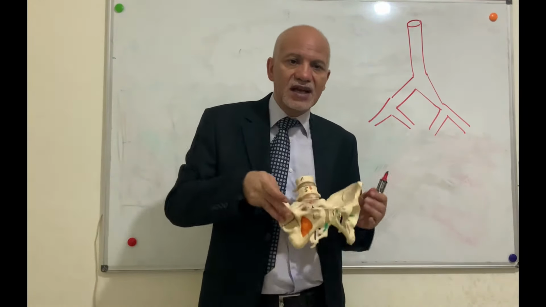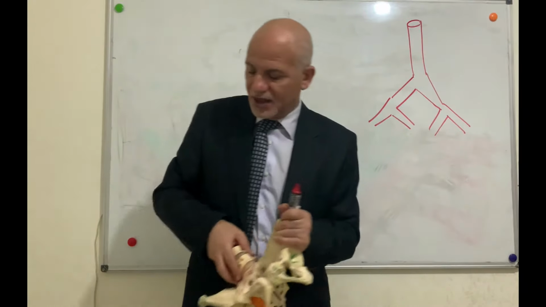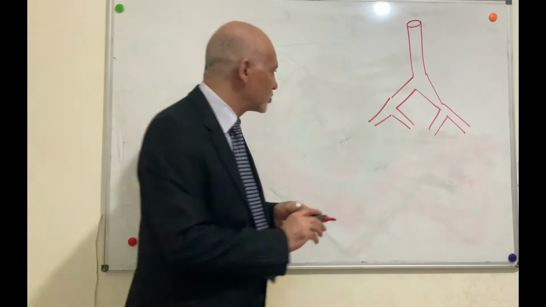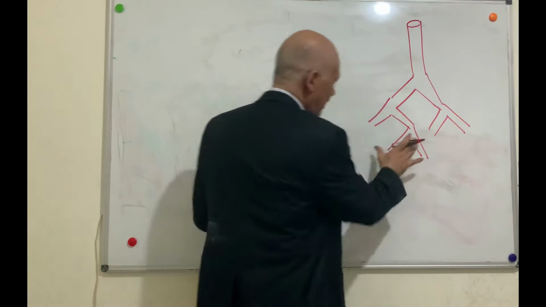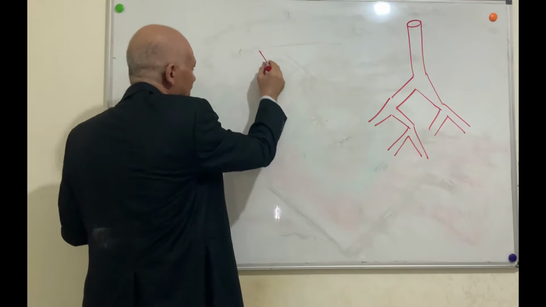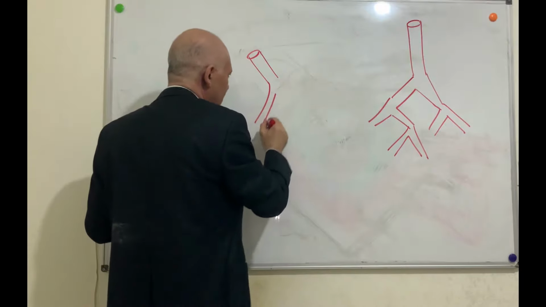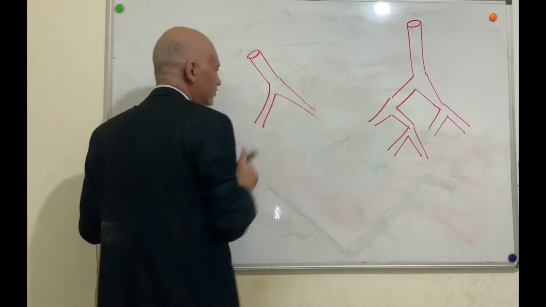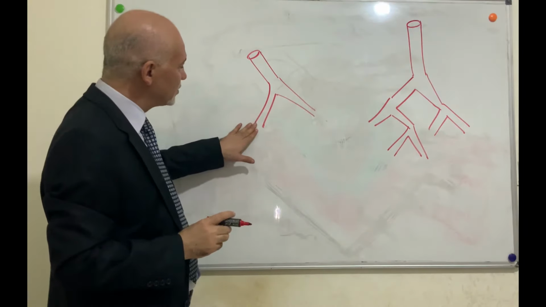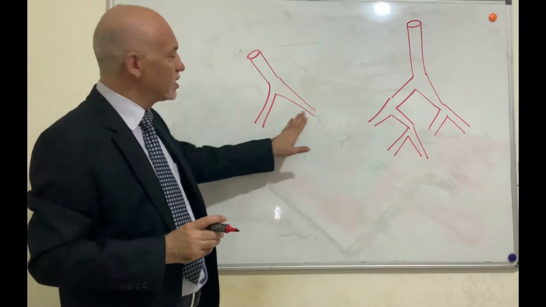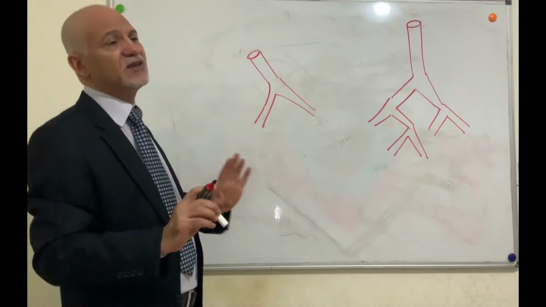Then the internal iliac artery in the pelvis divides into an anterior division and a posterior division. Again, this is the internal iliac artery divided into posterior division and anterior division. What are the branches of the posterior division? What are the branches of the anterior division? The branches of the posterior division are common in male and female, the same.